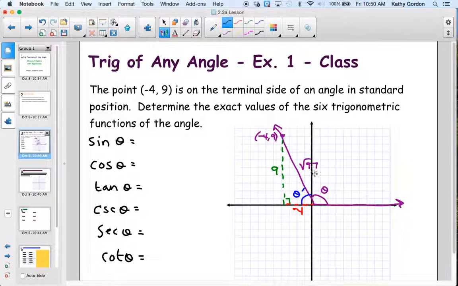9 over. Yeah, so even though we're saying theta here, what we're really using is theta prime as our reference angle, and it's from there that we decide what's opposite, what's adjacent. And then this is actually our hypotenuse because here's where we've created that right angle. Okay, so we've got 9 over root 97.